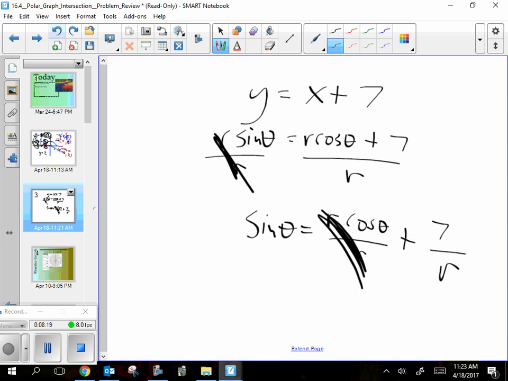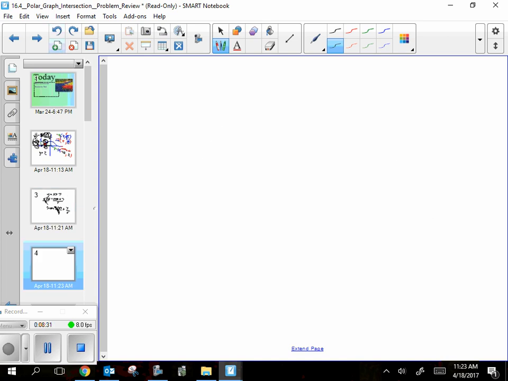Now, if I had to solve this for r, it would be a pain. When they're really a pain, we don't usually make you solve them for r or theta. All right, one more thought. Let's say we had this. R sine theta equals r cosine theta, and I was trying to solve this thing for theta.